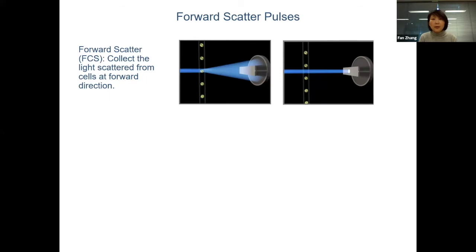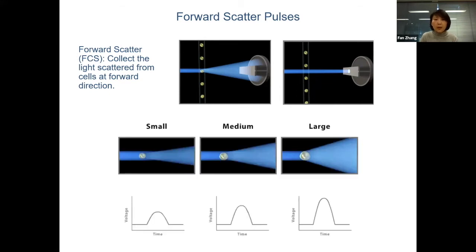I will start with the scatter signals. As the cell passes through the laser beam, the cell scatters the light in all directions. Forward scatter collects the scattered light in the forward direction. The magnitude of a pulse is roughly proportional to the size of the cell, which means a small cell generates a small pulse, and a large cell generates a large pulse.